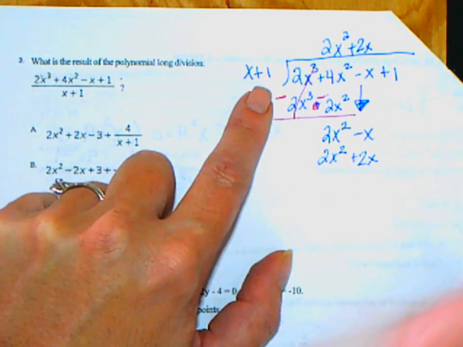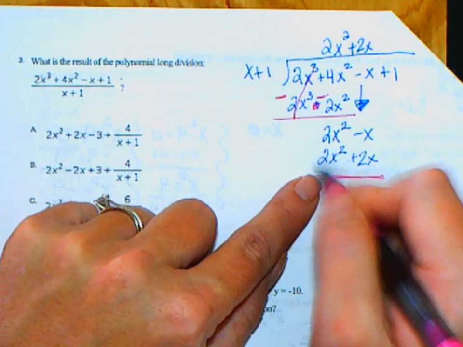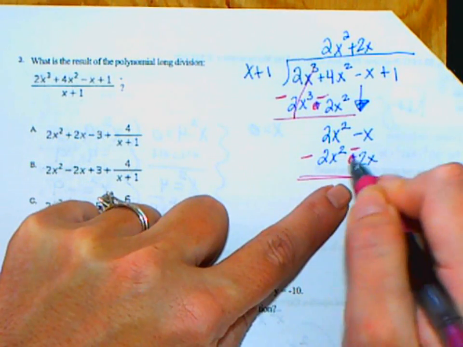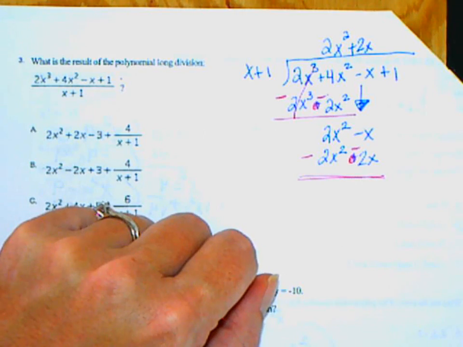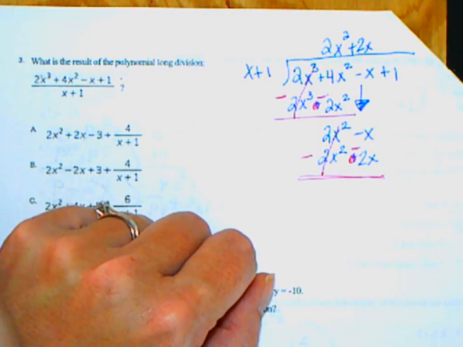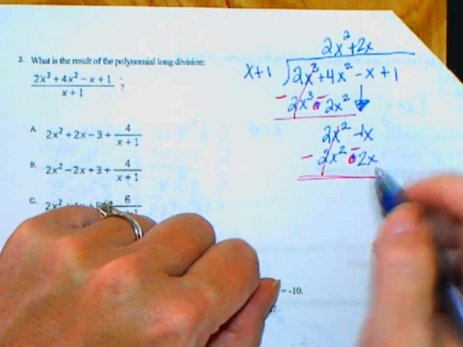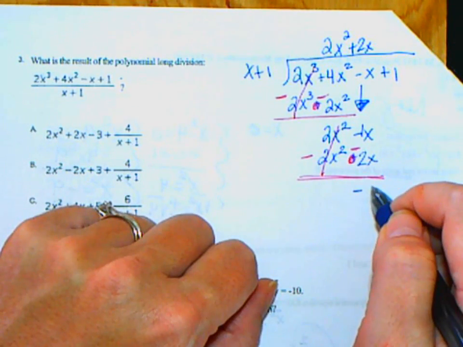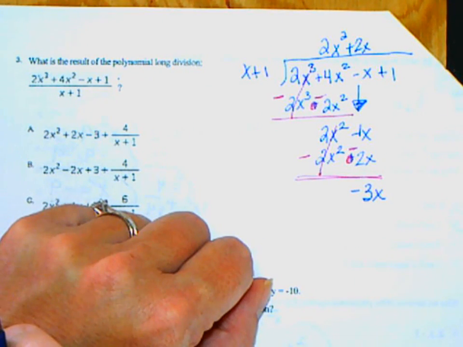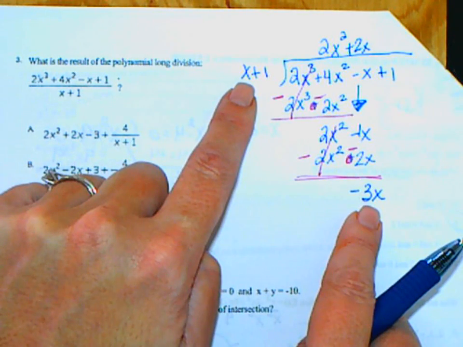Same thing over and over. Draw a line, change the signs. So my positive 2x squared will become negative, and my positive 2x will become negative 2x. 2x squared minus 2x squared is 0. If it doesn't cancel, something's wrong. What's minus x? Remember, that's a minus 1x minus 2x. Minus 3x. Start all over. X times what is negative 3x?